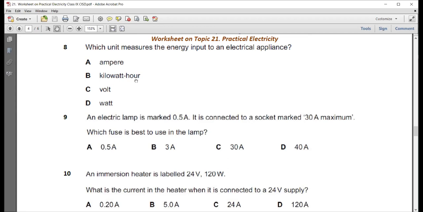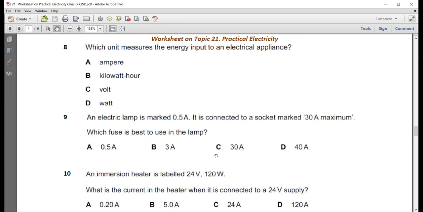So this is one way to write it. For the electrical bill, every month we are getting the electric bill. For that we are using this unit, kilowatt hour. As we are using a huge amount of energy, that's why we are using kilowatt here. Kilo means 1000. The next one, Moshi, continue.